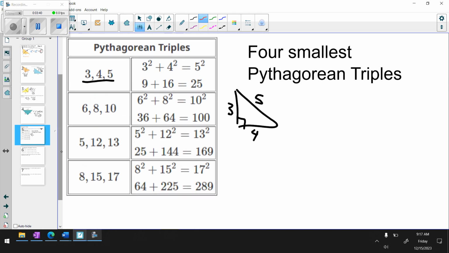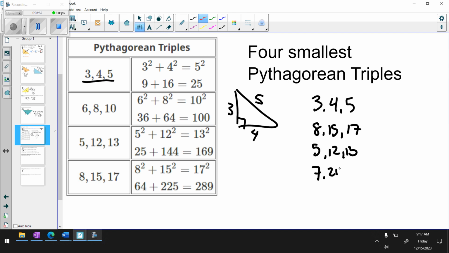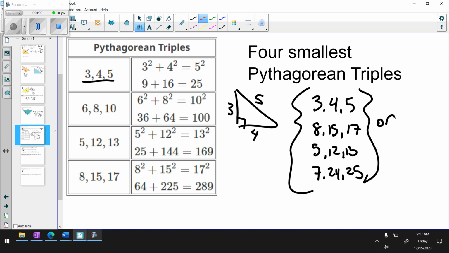5, 12, 13, that is a new one. 8, 15, 17, 7, 24, 25. You must memorize these: 8, 15, 17, 5, 12, 13, and 7, 24, 25. These are the triples or any multiple of them. All right, it just makes your life easier. If you see two of those sides, they should work.